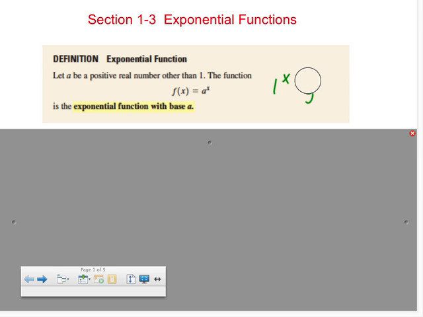So as long as a is not 1, but it's a positive real number, then this equation here is our equation for an exponential function. And of course, a is the base.